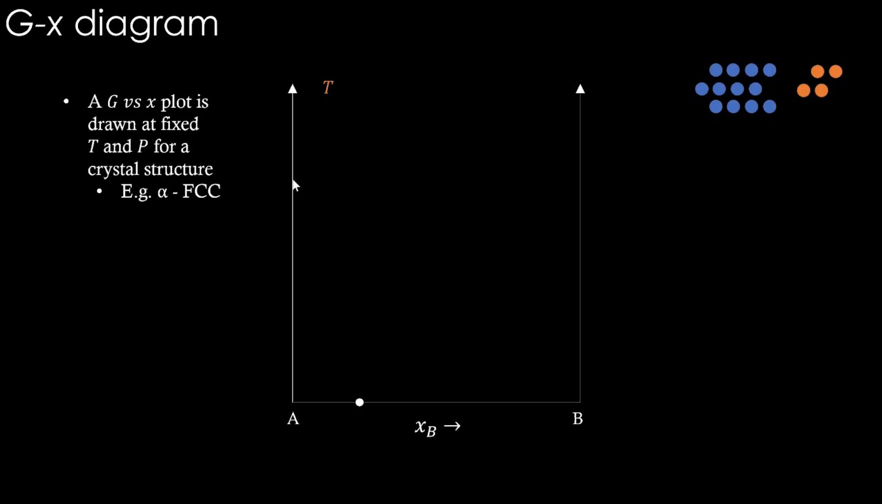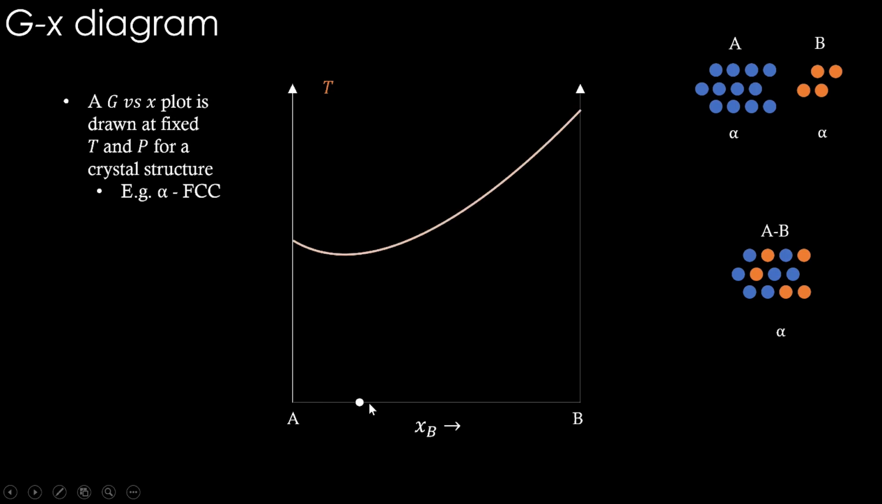Now about another structure alpha, here it is labeled as FCC. Let's say A and B are considered in FCC structure now, and they mix and form AB solution again in the same structure. If this is the composition, this is the Gibbs energy composition curve for alpha, and this is GA in alpha structure, this is GB in alpha structure, and this point here will be the Gibbs energy of the solution. Again, this is nothing but the weighted average of mu of A in alpha structure and mu B in alpha structure.